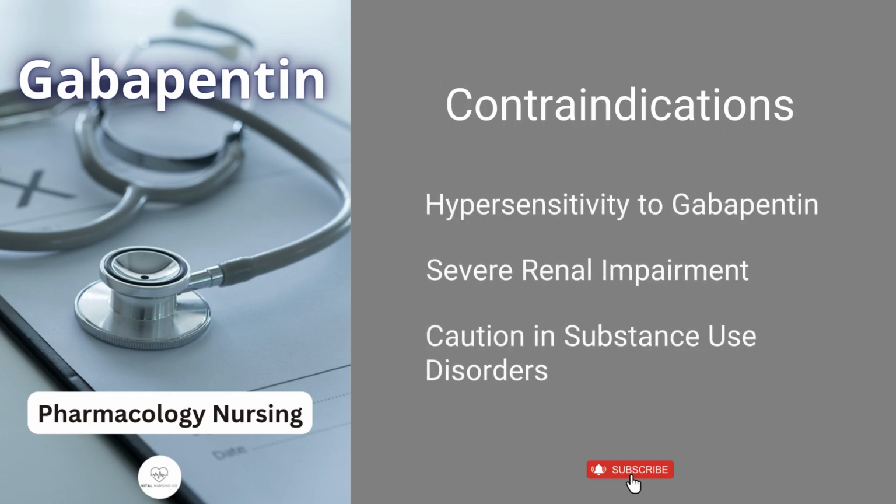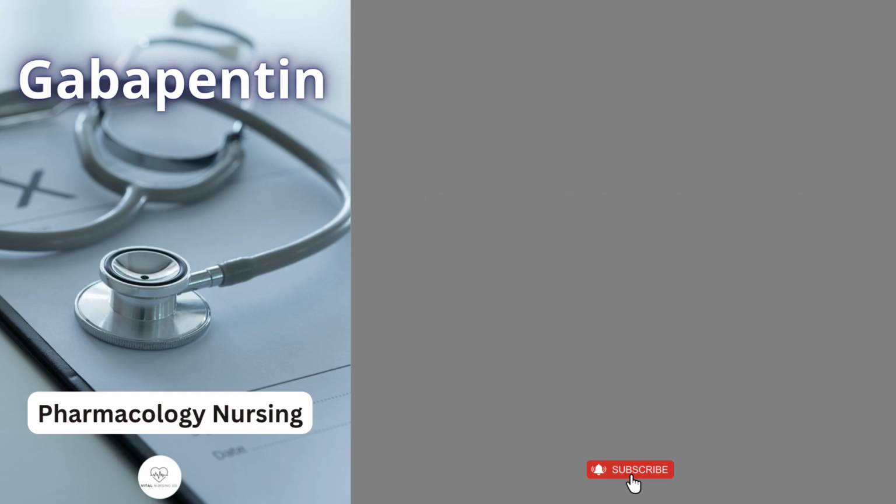Contraindications. Gabapentin is not suitable for everyone. Gabapentin is contraindicated in the following cases. Hypersensitivity to gabapentin. Always assess for drug allergies. Severe renal impairment. Dosage adjustments are required as gabapentin is excreted through the kidneys. Caution in substance use disorders. Gabapentin has potential for misuse or dependence in some populations.